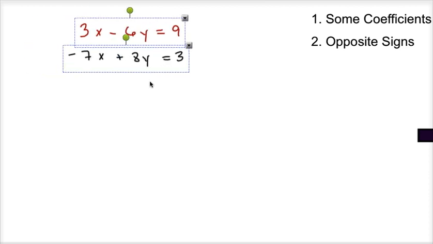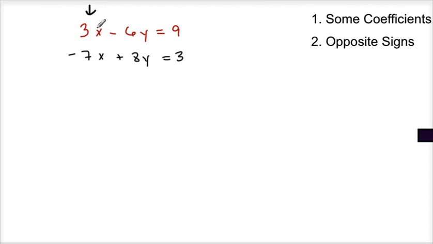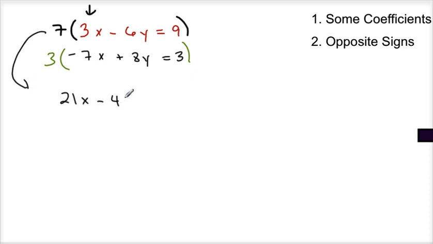All right? So doesn't matter which one I want to simplify. I'm going to try to eliminate my x's. What's the least common multiple of 3 and 7? 21. So I want to multiply this top equation by 7, and I'm going to multiply my bottom equation by 3. So my top equation in black is going to be 21x minus 42y equals 63. Keep this one in green, distributing my 3 throughout. Negative 21x plus 24y equals 9.